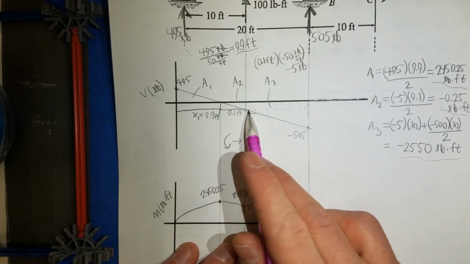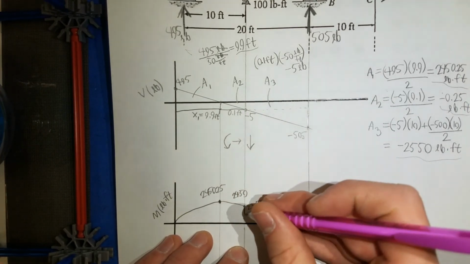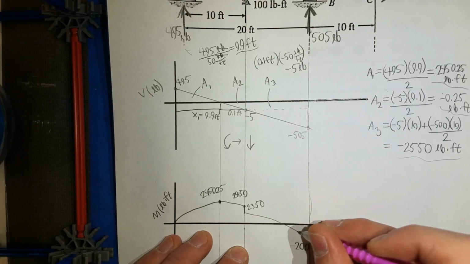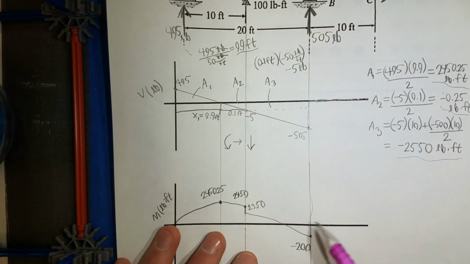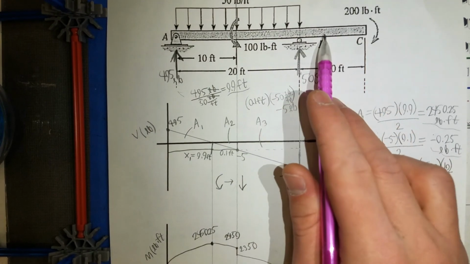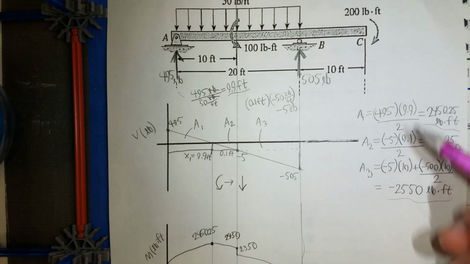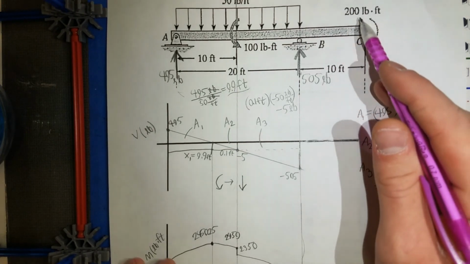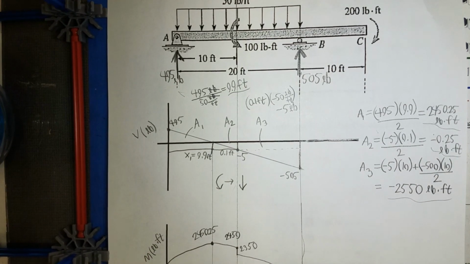And this is going to be where the slope starts somewhat negative, then goes very negative. So we'll go ahead and draw that in. Last things last, there's nothing here to change the moment until we get to the very end. So we'll draw a straight line here. And then this counterclockwise 200 pound feet is going to jump up to 0 there. So we end up getting what we wanted there.